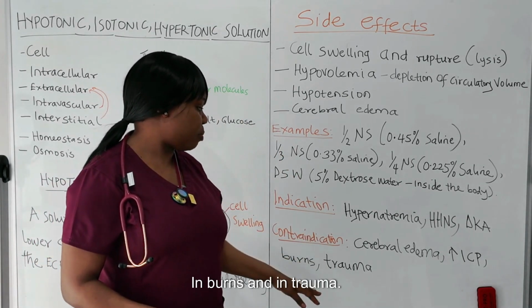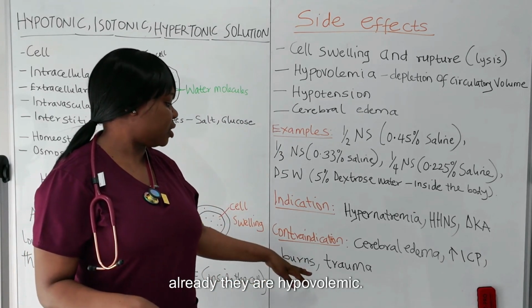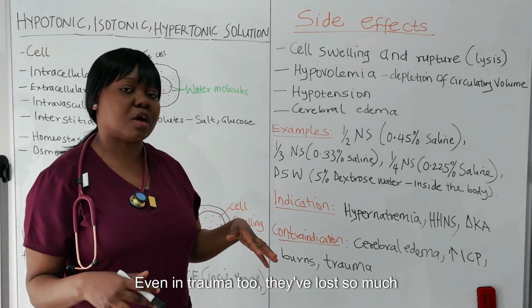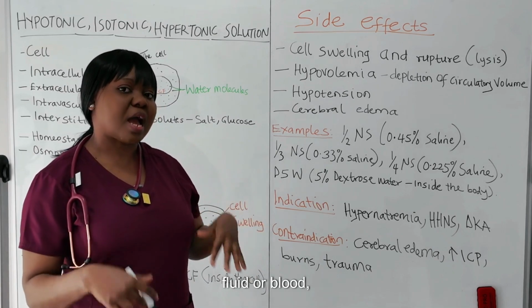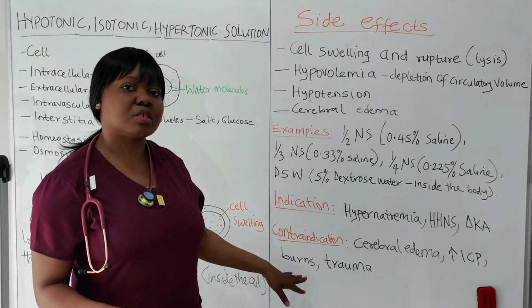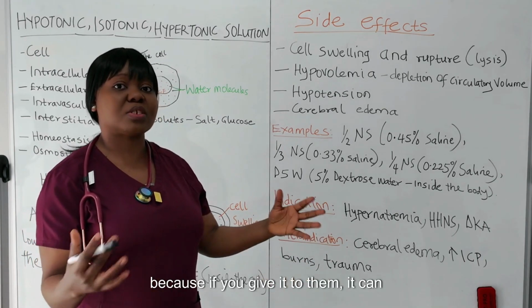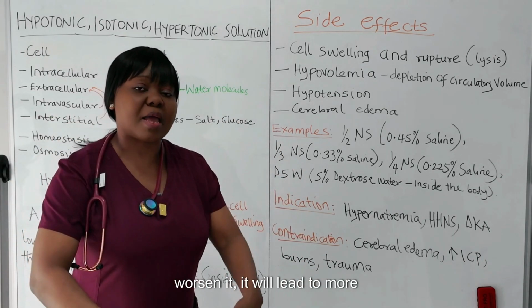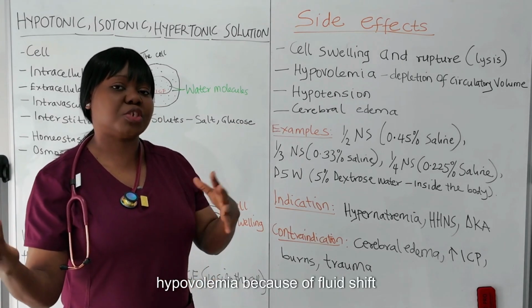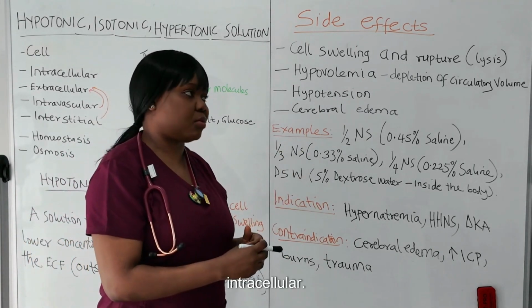In burns and in trauma. For burns, already they are hypovolemic. Even in trauma too, they've lost so much fluid or blood, they are already hypovolemic. So you don't want to be giving hypotonic solution to them, because if you give it to them, it can worsen it. It will lead to more hypovolemia because of fluid shift from the intravascular into the intracellular.